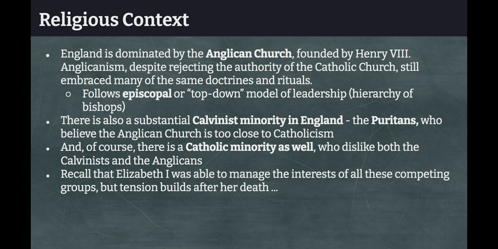And one of the ways that's going to become really controversial during this lesson is the organization of the Anglican Church. So the Anglican Church follows what we call an episcopal model, or sort of like this top-down model of leadership. So it's got this hierarchy of bishops who serve the king, who is the head of the church. So the king has a lot of control over the church, and they do it through this episcopal model.